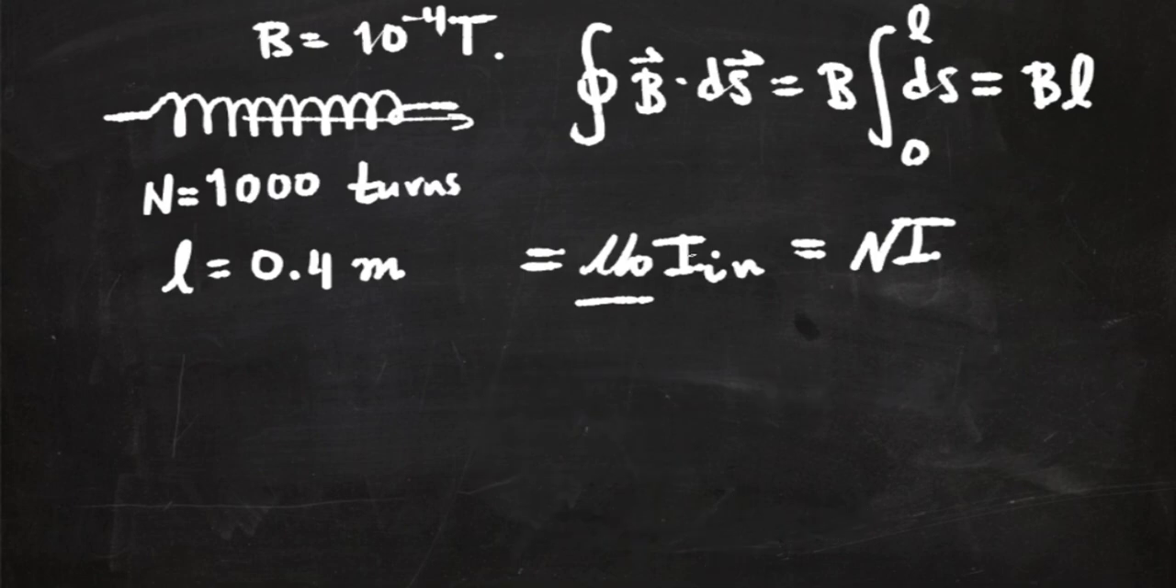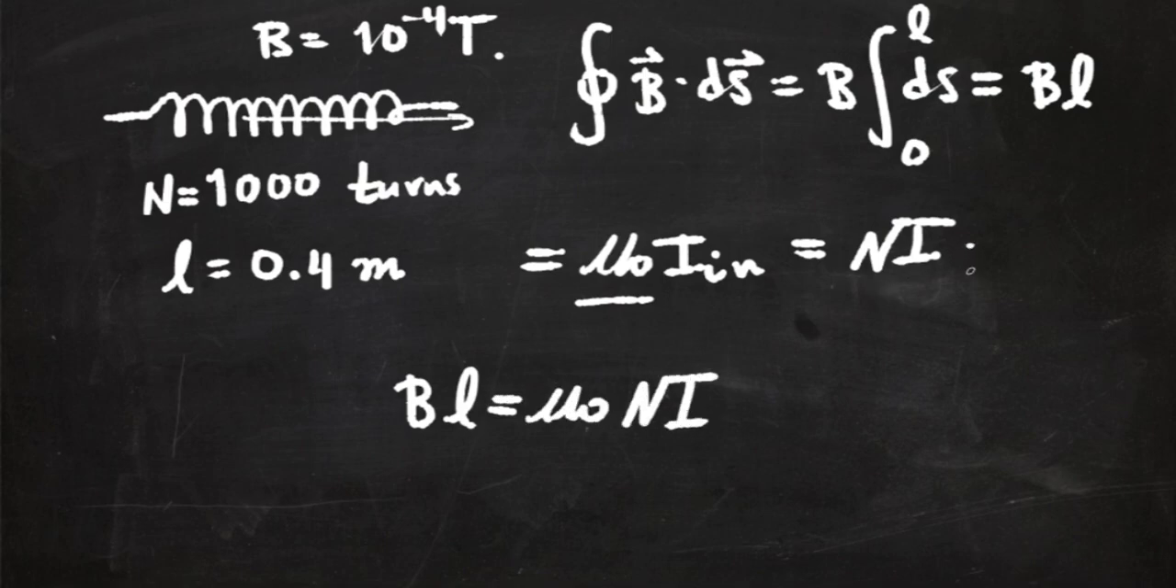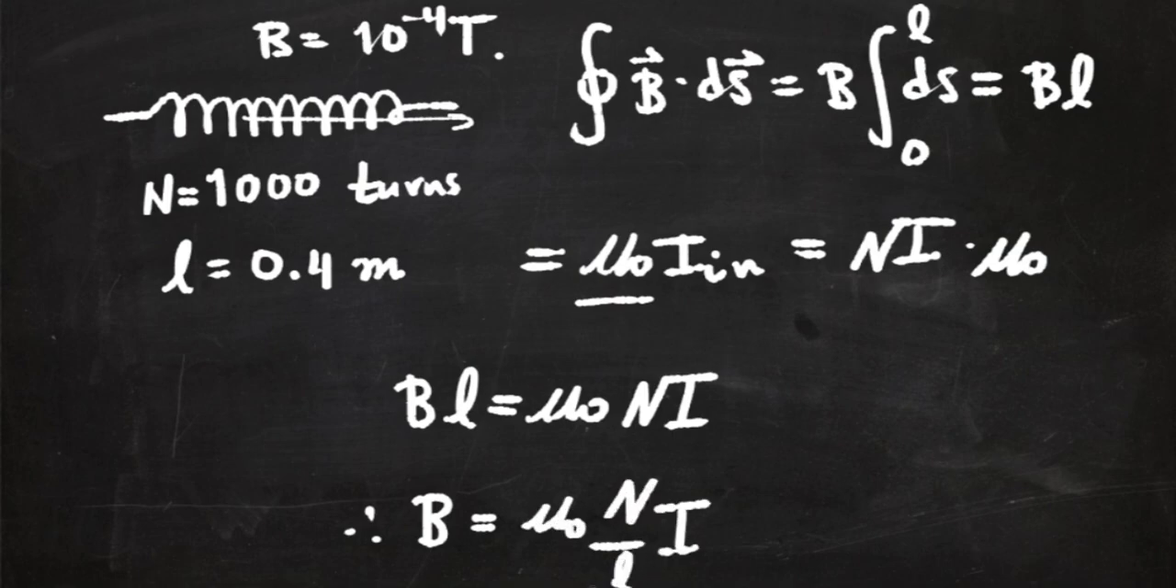And so now we can equate these two and solve for B. That's BL is mu naught N I. That's a typo. There should be a mu naught right there. And then we get that B is equal to mu naught N over L times I.